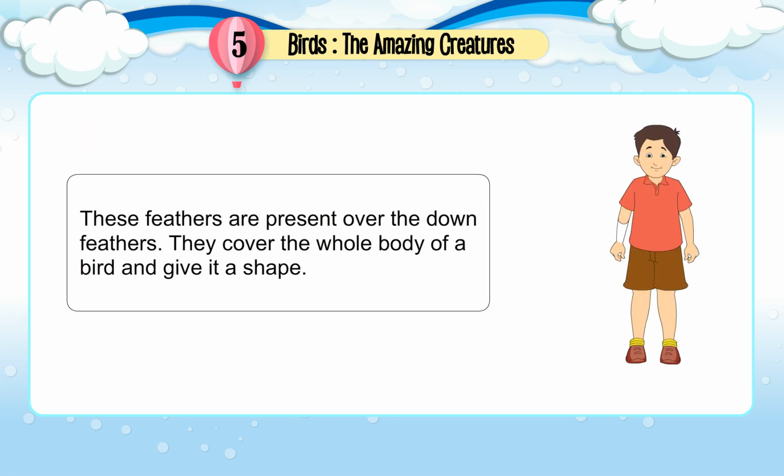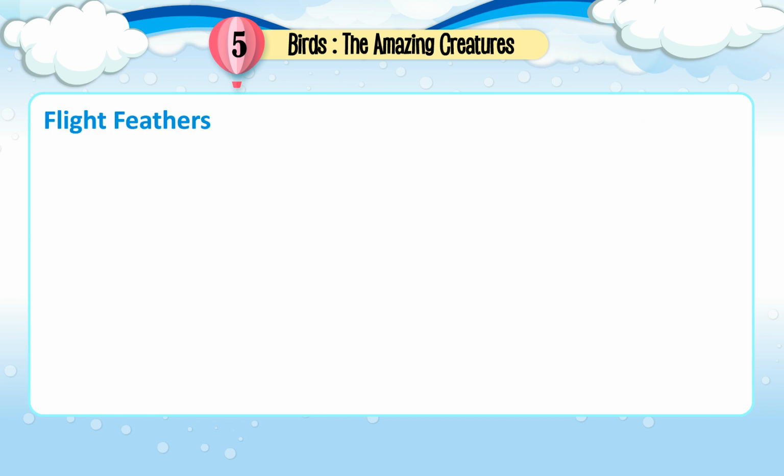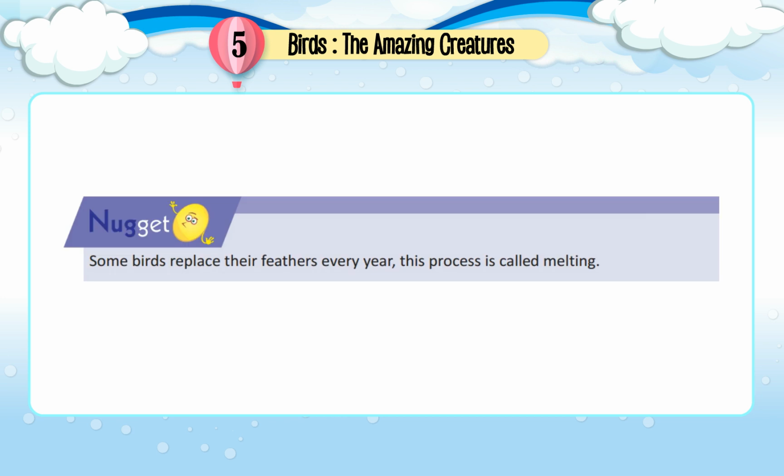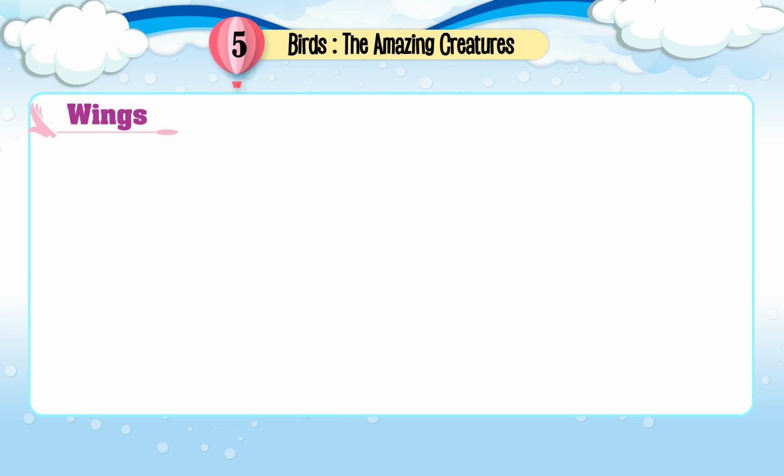Body feathers. These feathers are present over the down feathers. They cover the whole body of a bird and give it a shape. Flight feathers. These feathers are mostly present on the wings and the tail of the bird. They help the bird to fly and change directions. Nugget: Some birds replace their feathers every year. This process is called molting.